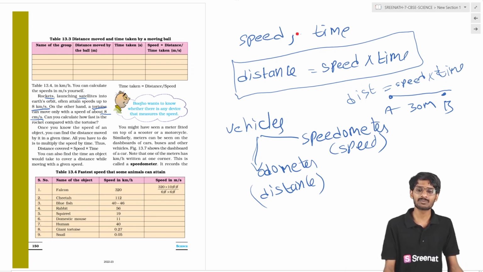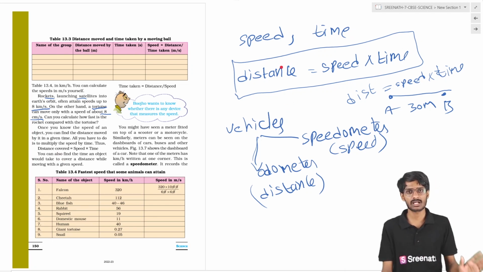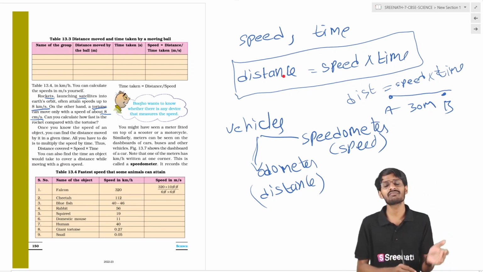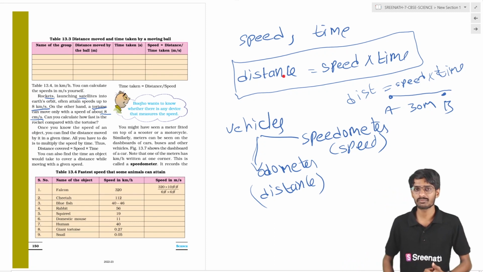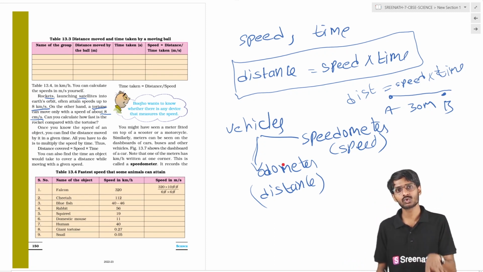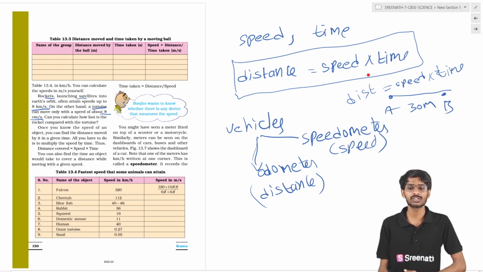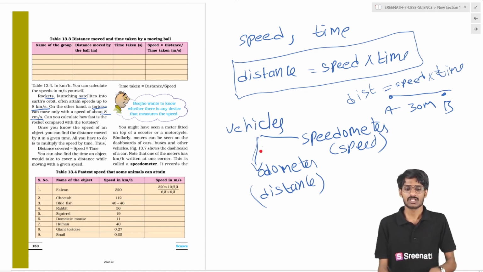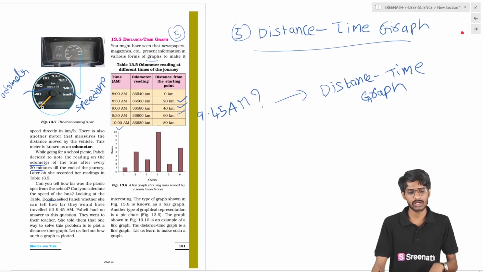So by knowing the speed and time, you can find out distance also, students. If you want the distance between 2 points, if you know the speed of the vehicle that is moving from that point to that point, and the time taken by that vehicle to reach from that point to that point, then speed into time equals distance, students. So basically vehicles have an odometer, which shows the distance traveled, and a speedometer, which shows how much speed they are going, students.